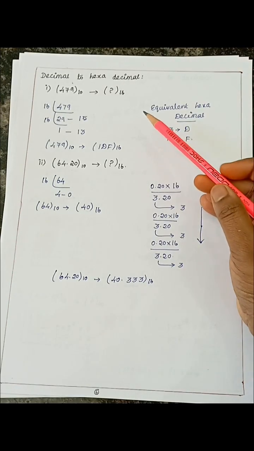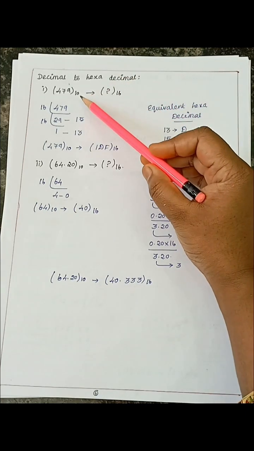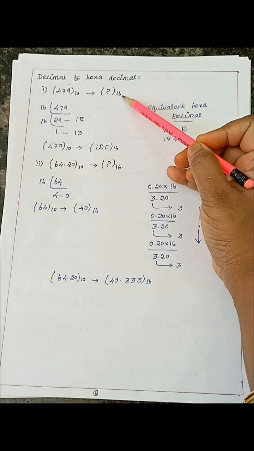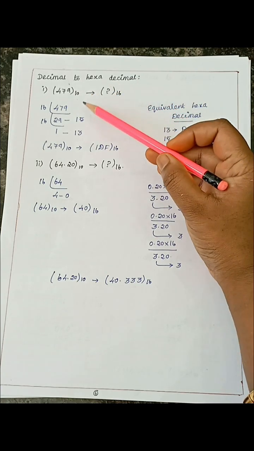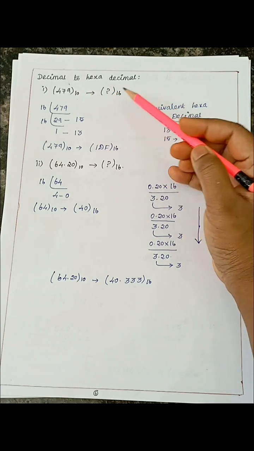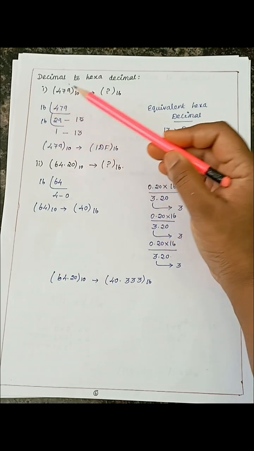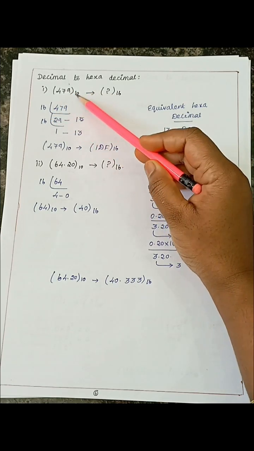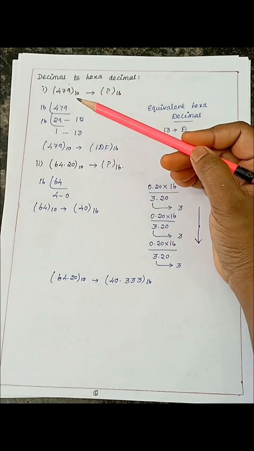So the next conversion is decimal to hexadecimal number. For the decimal number, the radix value is 10, and for the hexadecimal, the radix value is 16. So we have to convert the decimal number into hexadecimal. We need to divide with respect to 16 for the whole number. So 479 is the whole number.